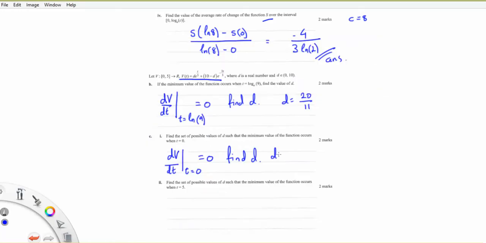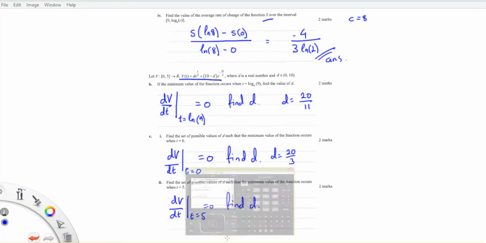So this time we think d equals 20 on 3, and over here, this time we have the same question but t equals 5. So we want to evaluate the derivative when t equals 5. We want to find d. Let's see.